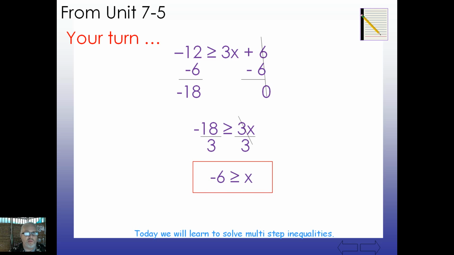So any value of x that's less than or equal to negative 6 will make this a true statement. Negative 7, negative 700, negative 10, negative 6.1. Anything that's 6 or less, even negative 6 would work here, to make it smaller or equal to that number there.